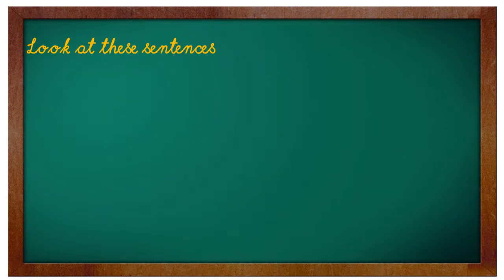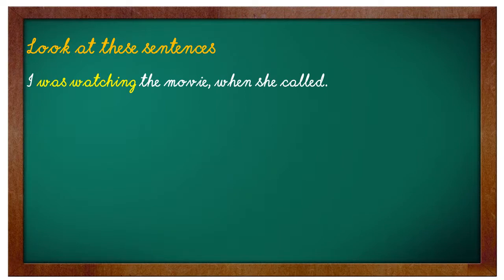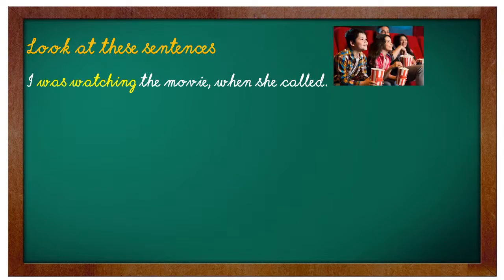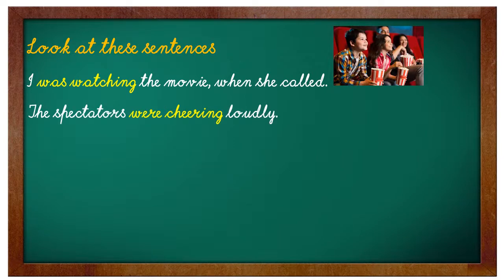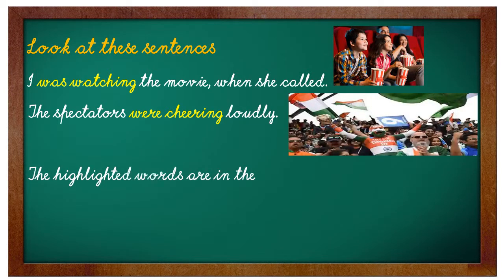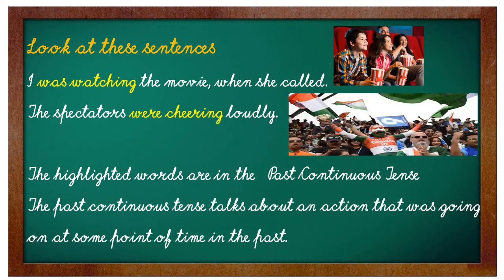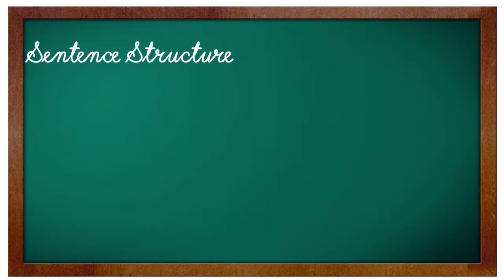Now look at these sentences. I was watching the movie when she called. The spectators were cheering loudly. The highlighted words are in the past continuous tense. So past continuous tense talks about an action that was going on at some point of time in the past. Now let's see the sentence structure of past continuous tense.